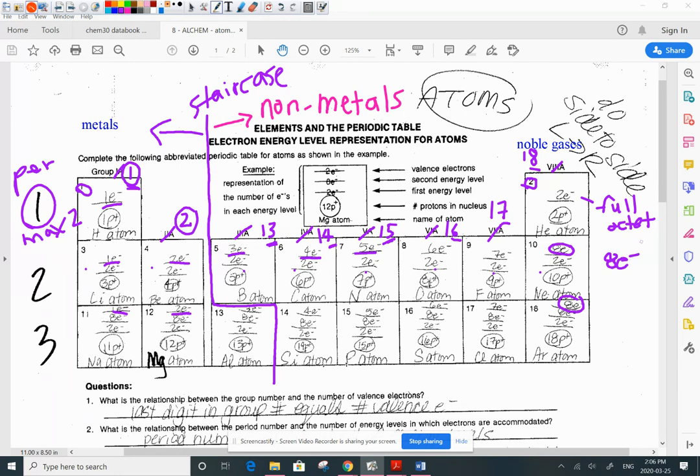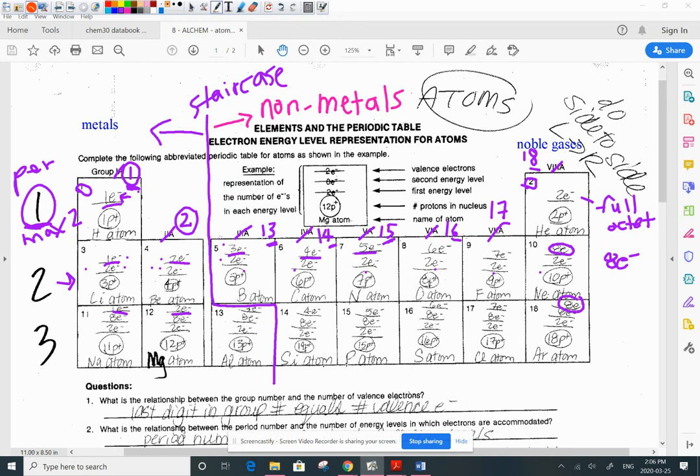So you probably have filled out this and you're saying to yourself, okay, now I understand each group: the last digit tells me the number of electrons in that outer energy level. The period number tells me the maximum number of energy levels. So everybody here in period 2 has 2 energy levels, 2 energy levels, 2 energy levels, 2 energy levels. Those are some trends that you might have picked up on.